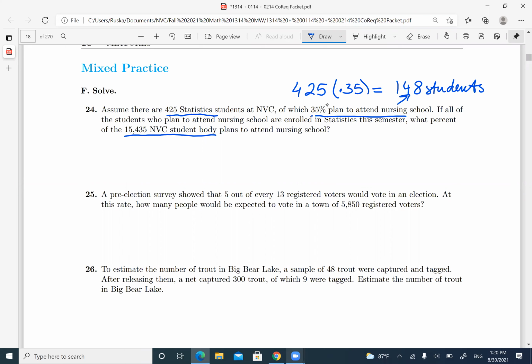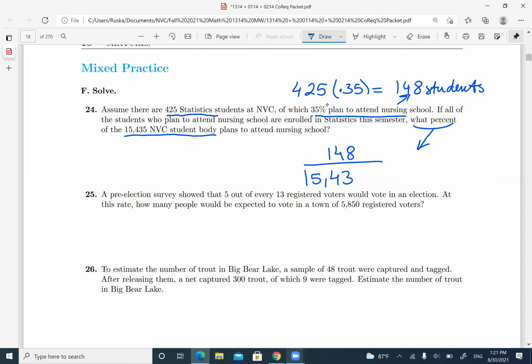Okay. So 148 students are going to go to nursing school. If all the students who plan on attending nursing school are enrolled, so that means there are no more students who don't take statistics, what percent are going to go to nursing school? So they're asking, what percent is 148 of 15,000? How are you going to find the percent? The nursing out of the total, right? Yeah, so we're going to divide 148 divided by 15,000.